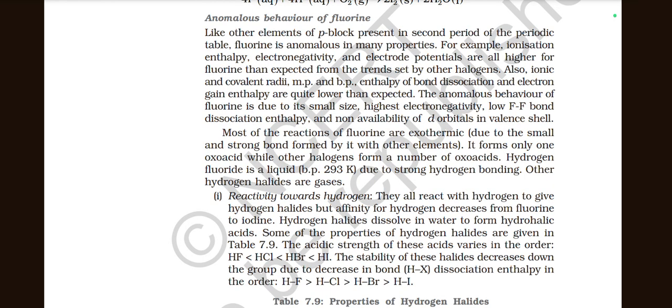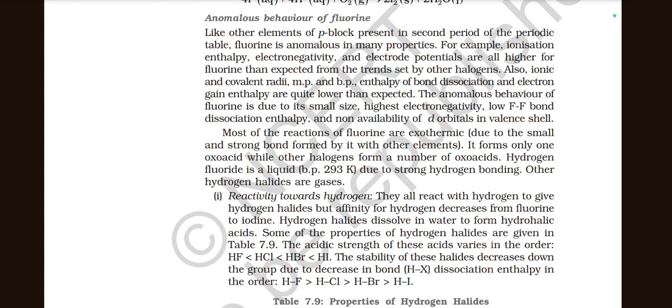For example, ionization enthalpy, electronegativity, or electrode potentials are all higher for fluorine than expected from the trend set by other halogens. Also, ionic and covalent radii, melting point and boiling point, enthalpy of bond dissociation and electron gain enthalpy are quite lower than expected. The anomalous behavior of fluorine is due to the small size, highest electronegativity, low F-F bond dissociation enthalpy and non-availability of d orbitals in the valence shell.